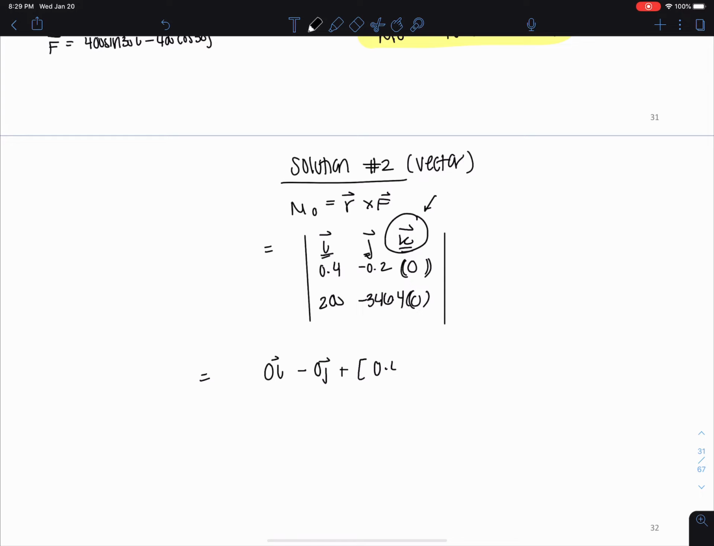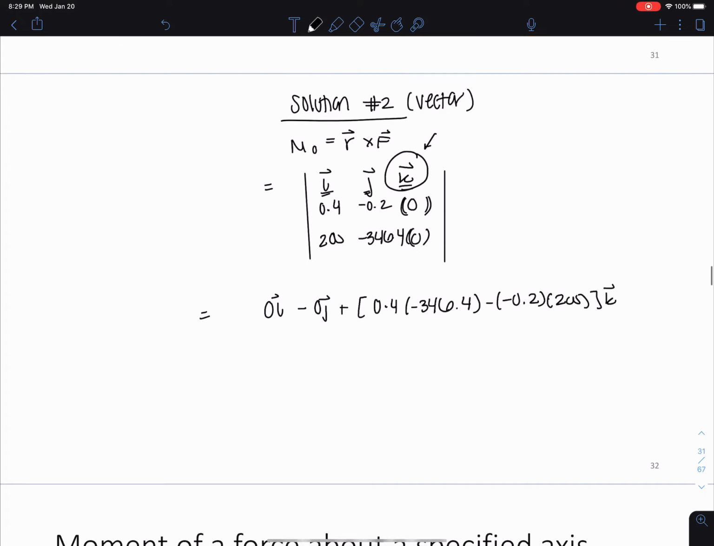So then I have 0.4 times negative 346.4 minus negative 0.2 times 200 in the K, and I end up getting in the K direction, negative 86.6, negative 98.6 in the K direction, and that is in Newton meters. And I can leave that negative, it just means that it's going in the negative K direction.